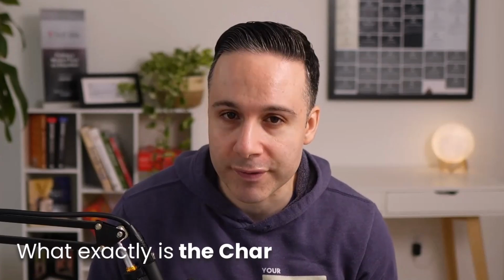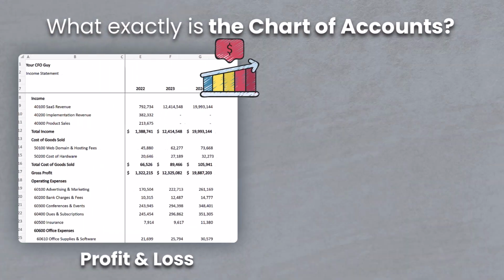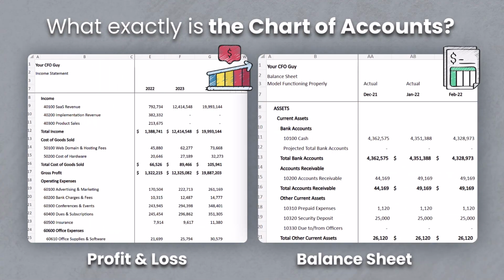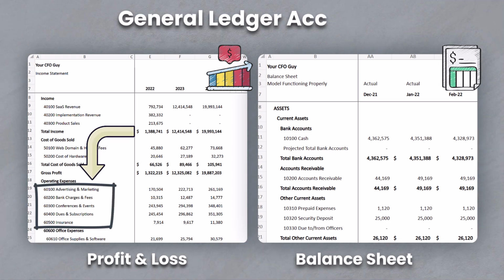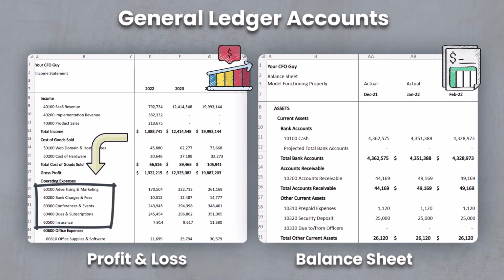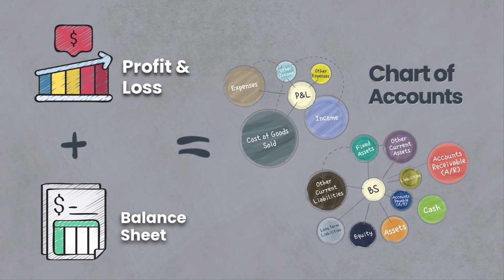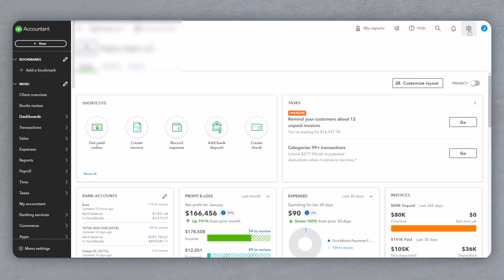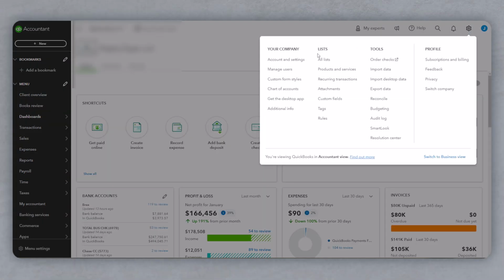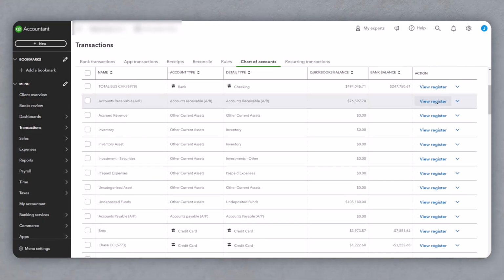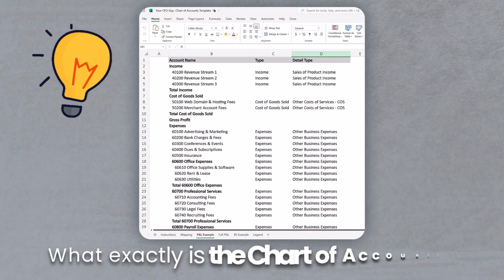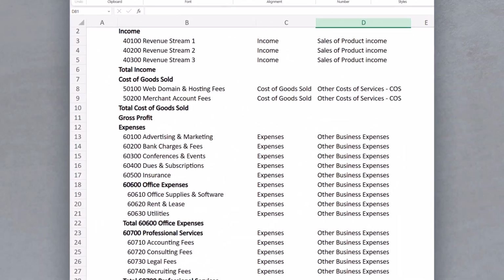Okay, so let's define what exactly the chart of accounts is. Here we have a profit and loss, and here we have a balance sheet. These accounts here are called general ledger accounts. And together, if we put them all in one list, they make up what is known as the chart of accounts. I'm in QuickBooks Online, and as you can see, I can access these accounts and change them if I want. So your chart of accounts is pretty much a collection of the account names that display information in your financial statements.